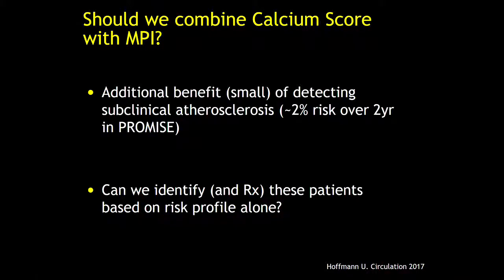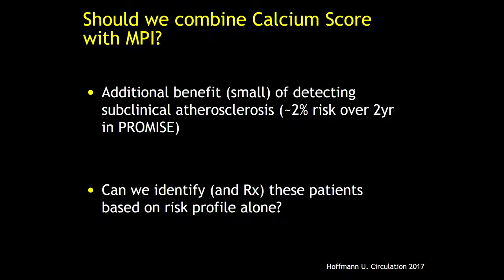Now, the construct here, and we know this, is that there is an additional benefit of detecting subclinical atherosclerosis. But I will point out to you that that additional benefit is small. For example, in the PROMISE study, in patients who did not have obstructive coronary artery disease but did have subclinical atherosclerosis, the additional risk of an adverse event was about 2% over 2 years, so about 1% per year. So a definite added risk, but a small risk.